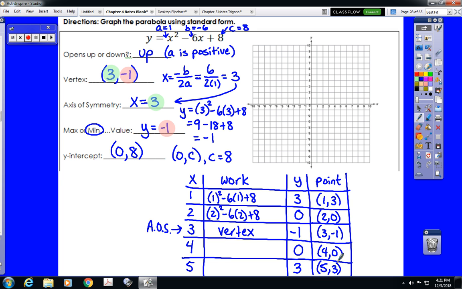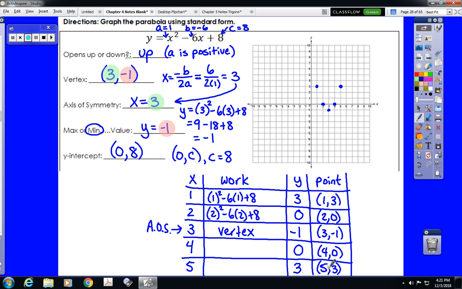So now we have our 5 points that we can graph to get the picture of this particular parabola. So we have the points (1, 3) from here, (2, 0), (3, -1), (4, 0), and (5, 3).